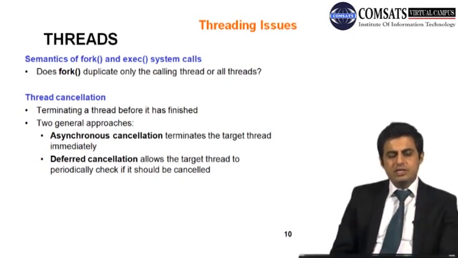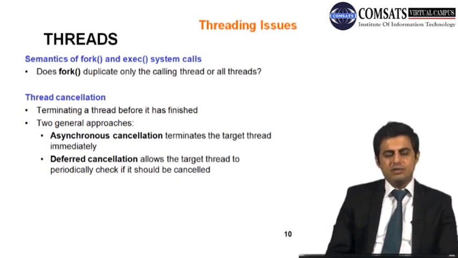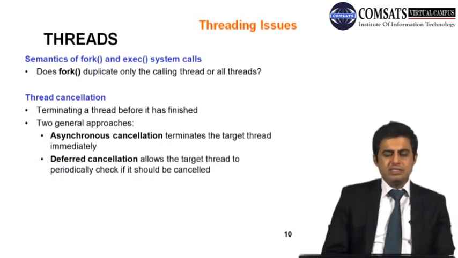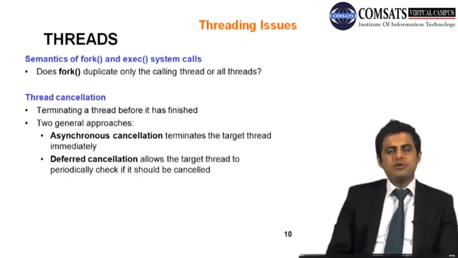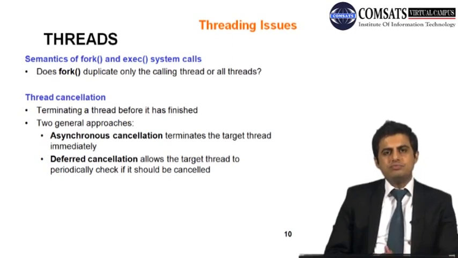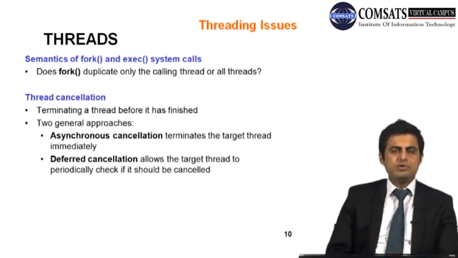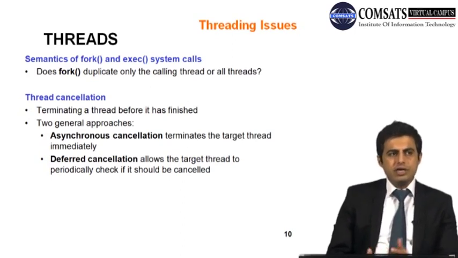اچھا، thread cancellation کیسے ہوتی ہے کہ terminating a thread before it has finished. Two general approaches: asynchronous cancellation and deferred cancellation. Asynchronous ہوتی ہے when it terminates the target thread immediately. For example, if you have got a situation when you want to cancel a thread or when you want to terminate it, then you can adopt this asynchronous cancellation.